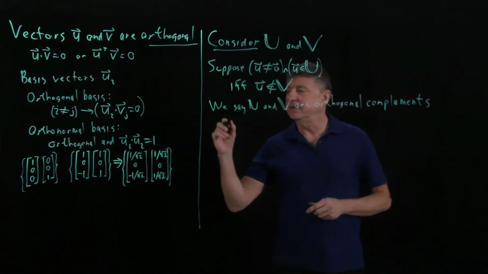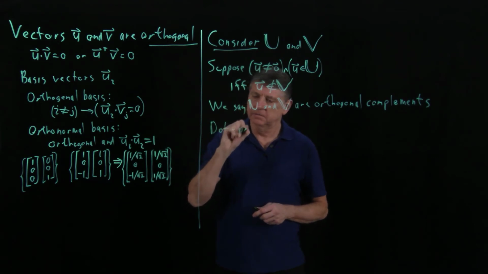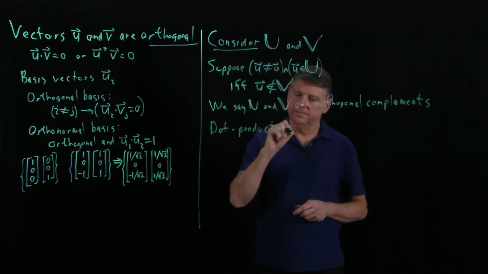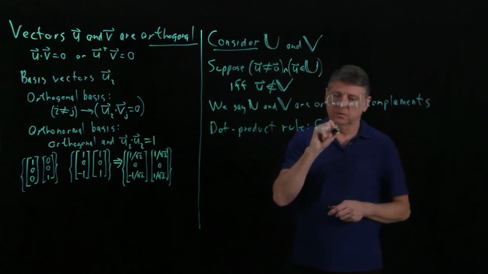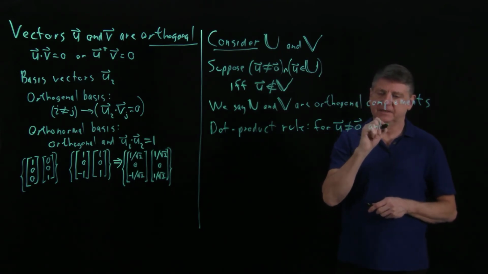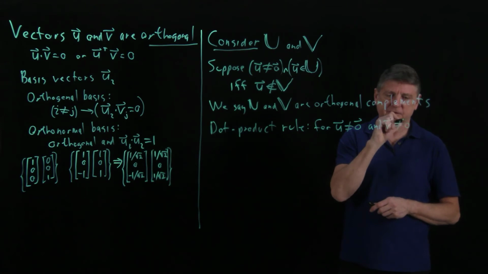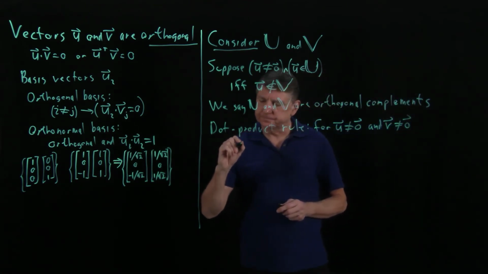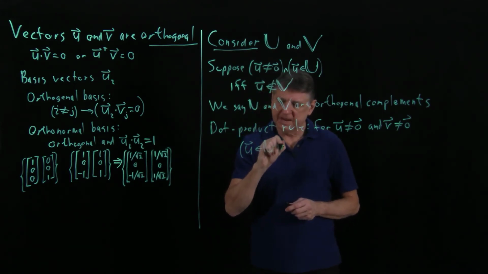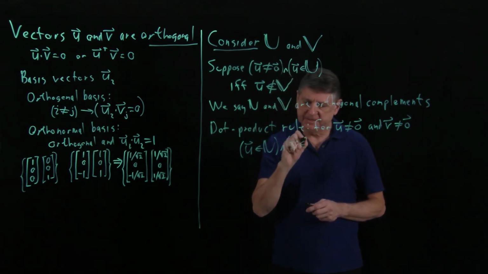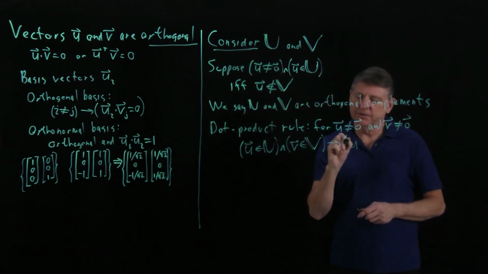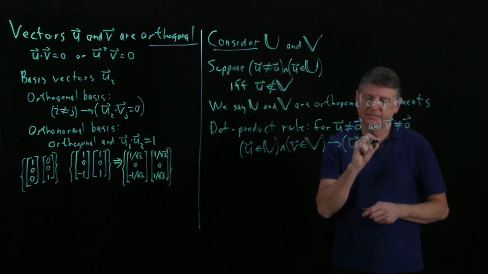So the dot product rule is that if we have two vectors, u that is non-zero and v is non-zero, that if little u is in set U and little v is in set V, then we can say that the dot product of u and v is 0.